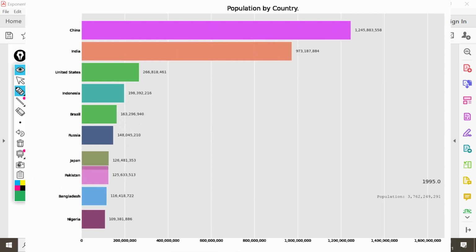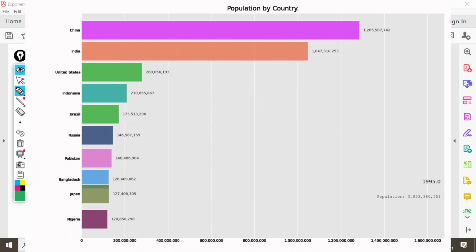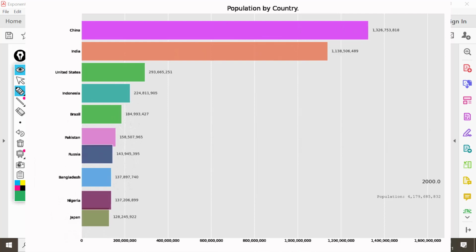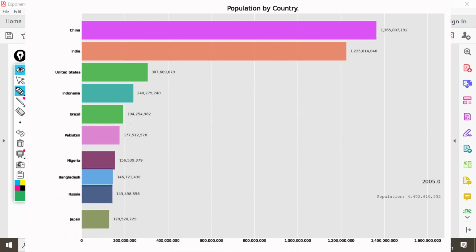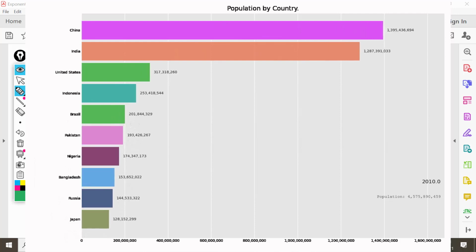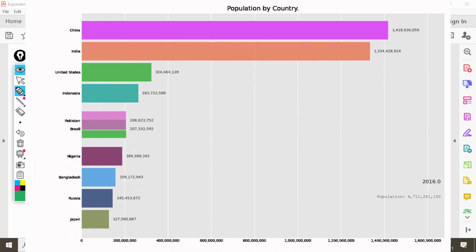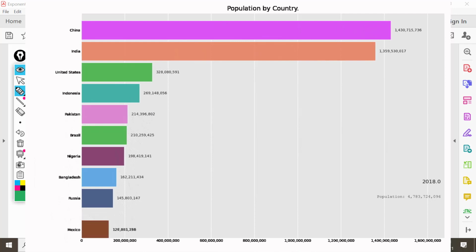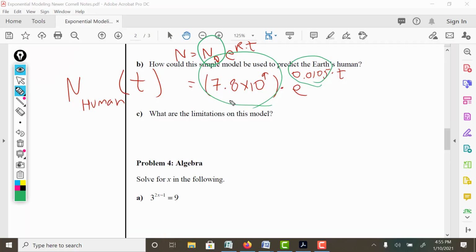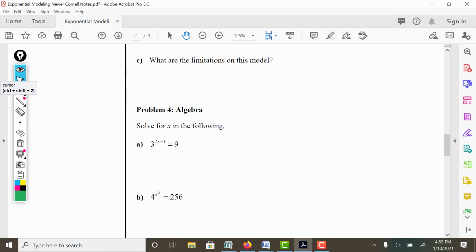I've been teaching this for a while. The human population growth rate for the world has been decreasing. Even though this initial population has slowly crept up over the 15 years that I've been teaching, the growth rate is going down. And these are just facts. These are just numbers. So it's up to you to decide what that means for the future of the human race. What are the limitations on this model?